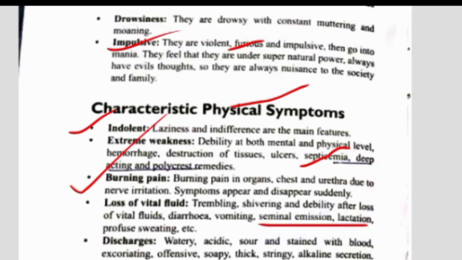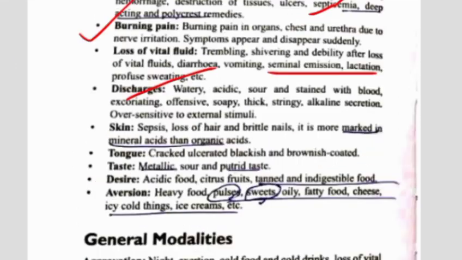Discharge is very offensive discharge, this term you should remember. In all carbon there is offensive discharge. Skin, there is loss of skin, there will be mineral acid, as carbon is a mineral, we know all the compounds in all living things are substances made up of carbon, that's why when there is deficiency of carbon, losses occur, like hair loss, like sepsis. Tongue, there will be cracks. Taste is metallic sour taste because psora is predominant.